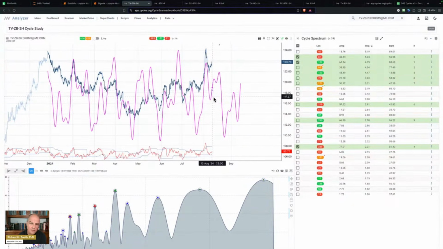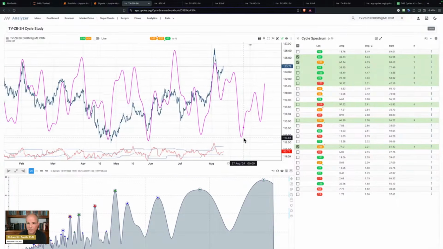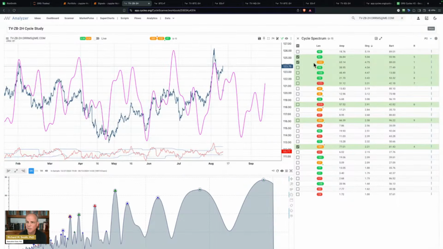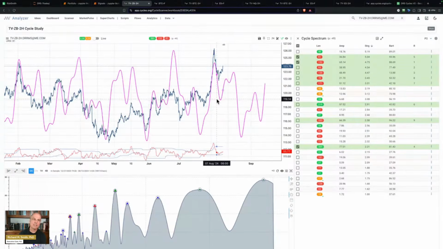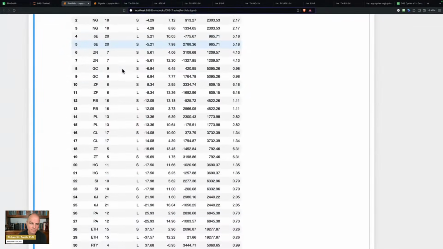All in all, long treasury bonds looks pretty interesting. Even if I look at multiple cycles, the number 1 cycle, the ones we've been following, the 81, and even more bullish without the longer term cycle. But still, long treasury bonds looks like it could be a good bet. So let me go back here. Okay.